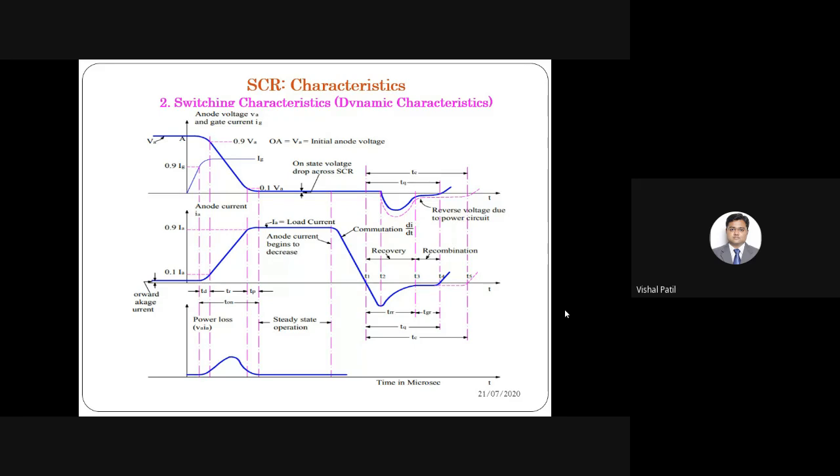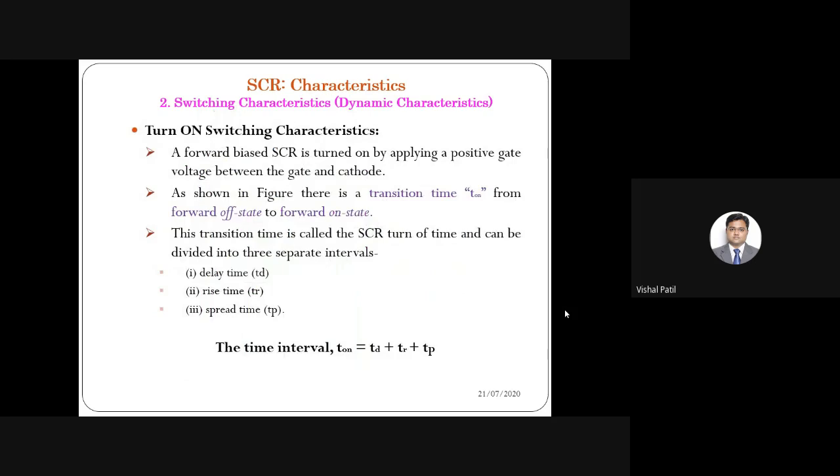Okay, next. So turn on switching characteristic means the characteristics have two parts: turn on and turn off. So you may call the first part the turn on switching characteristic. Okay. The forward biased SCR is turned on by applying positive gate voltage between the gate and cathode.